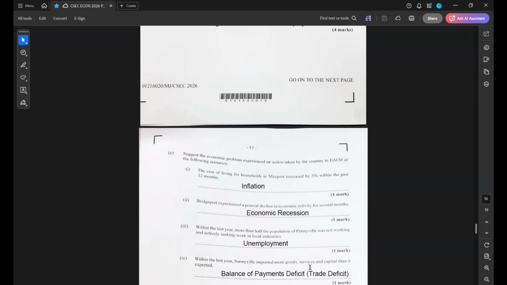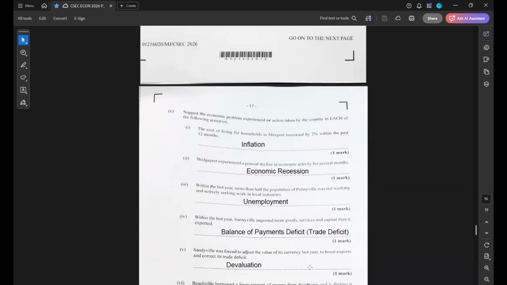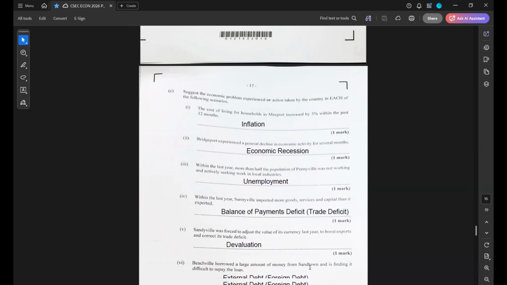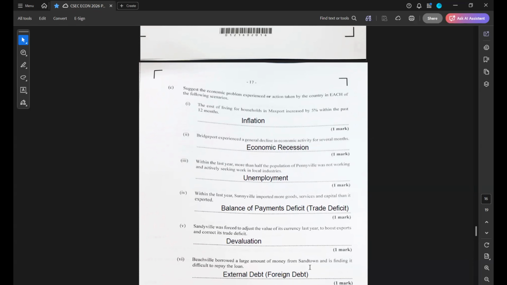Within the last year, Sunnyvale imported more goods, services, and capital than it exported. That is a balance of payments deficit, trade deficit. Sandyville was forced to adjust the value of its currency last year to boost exports and correct trade deficits. That is a devaluation occurring right there. Okay, so devaluation. Whichvalley borrowed a large amount of money from Santong and is finding it difficult to repay the loan. External debt, that's a foreign debt. They are finding it difficult. That's a debt that needs to be paid.